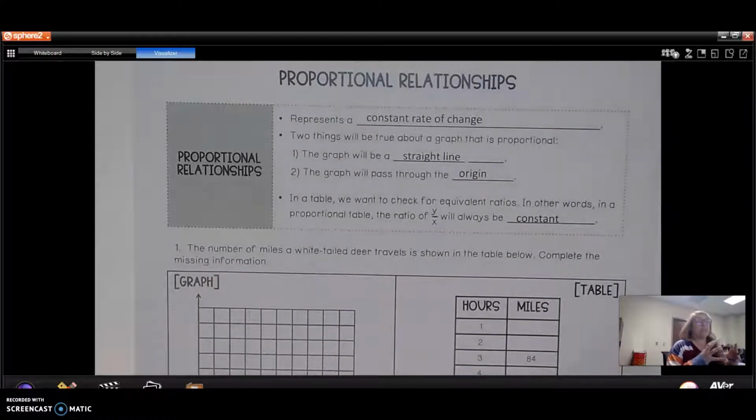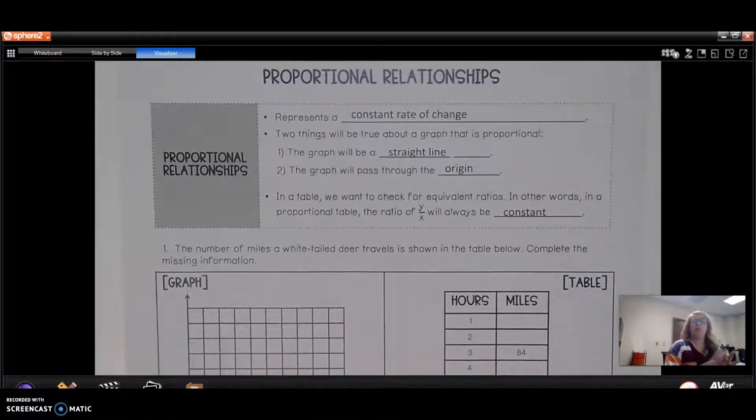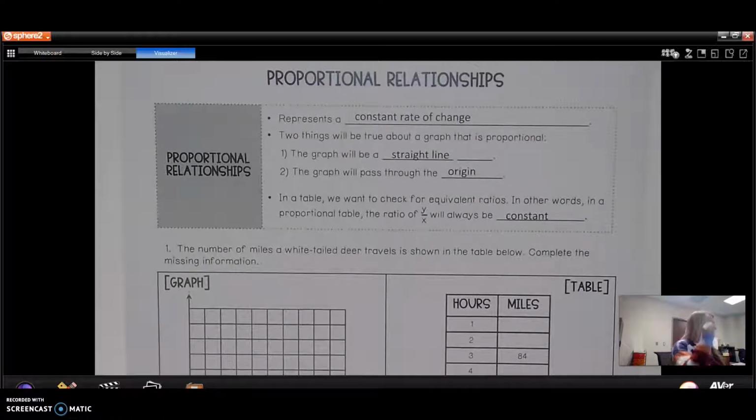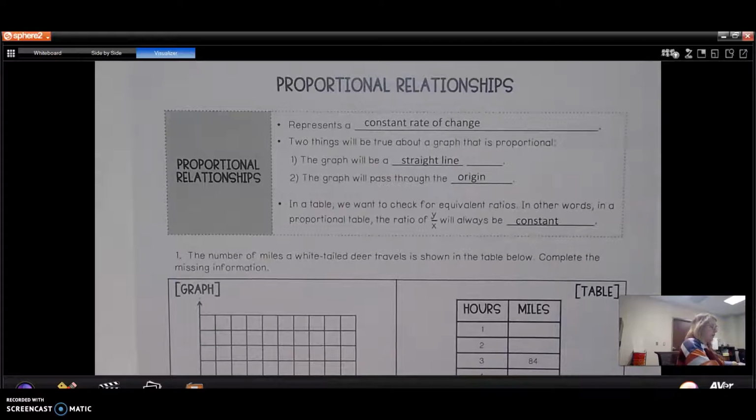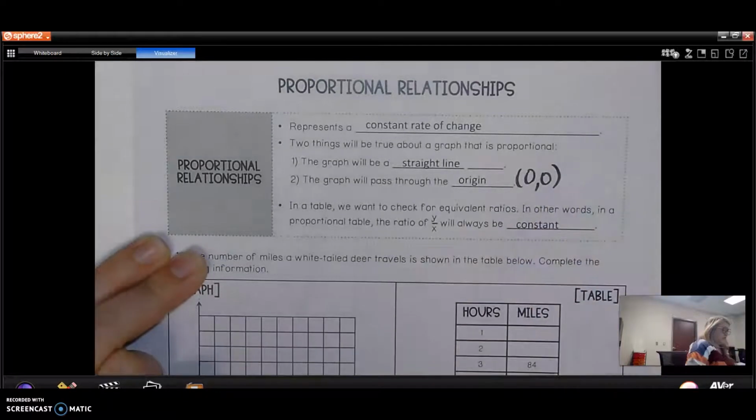The important thing to me is that you can make the differentiation between a proportional relationship and a non-proportional relationship. And hopefully after this video today, you will be able to do that. So proportional relationships represent a constant rate of change. So the change in y over the change in x is constant throughout our table. Two things are going to be true about a graph that is proportional. The graph will be in a straight line, and the graph will pass through the origin, which we know to mean that the graph is going to pass through point (0, 0).